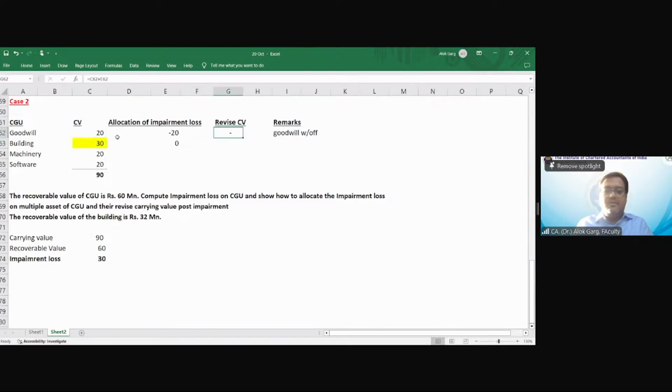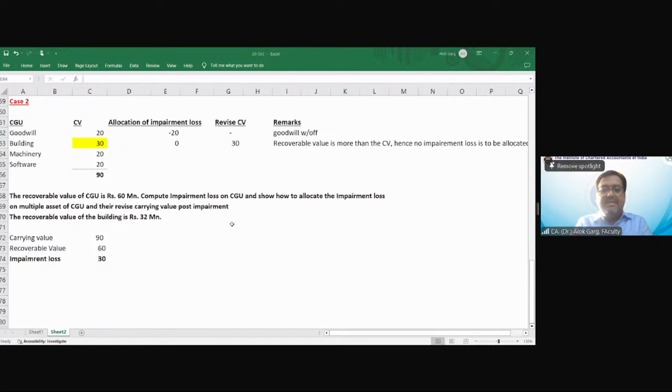Understood? So the carrying value will become 30. Recoverable value is more than the carrying value. Hence, no impairment loss is to be allocated. Okay. Clear? Now the remaining 10 million has to be allocated on a pro rata basis.